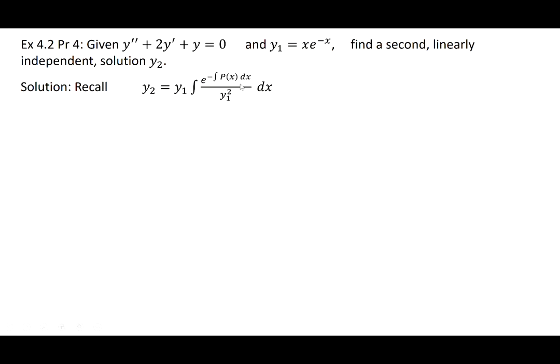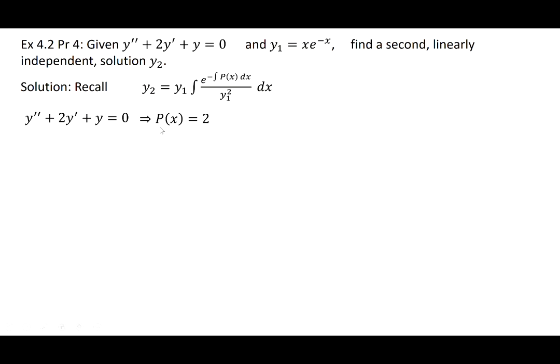And once you've got the numerator, now divide that numerator by y1 square and integrate the whole thing with respect to x. And finally multiply by y1, you're done. Right? So that is exactly what I'm going to do.